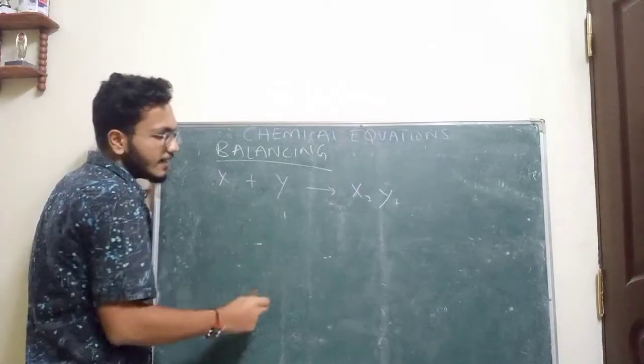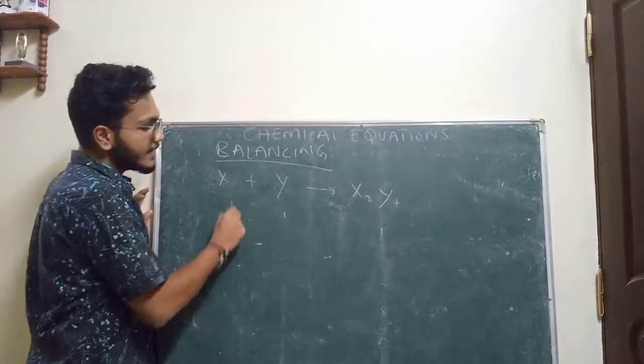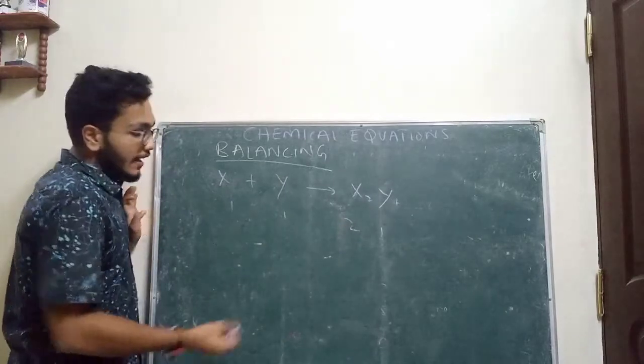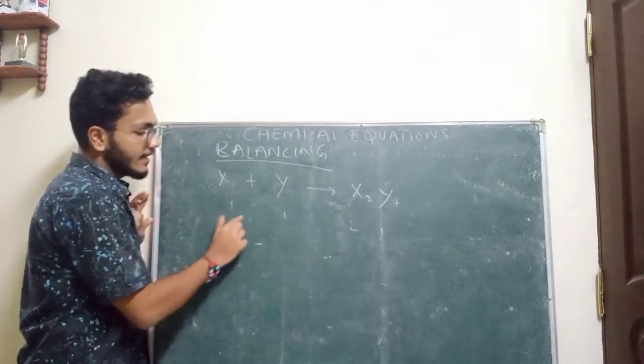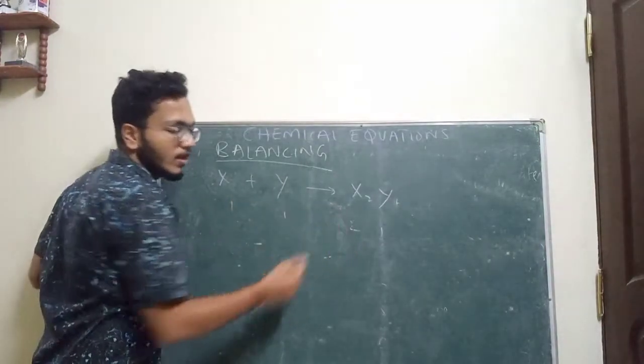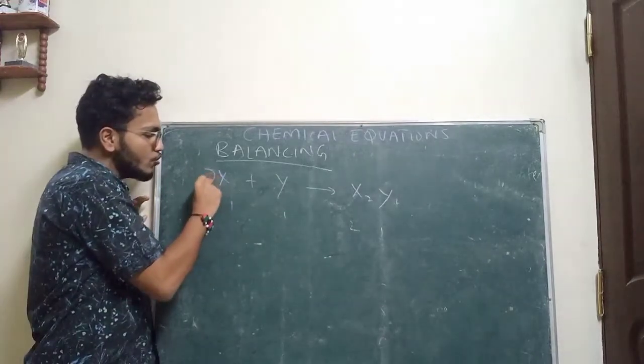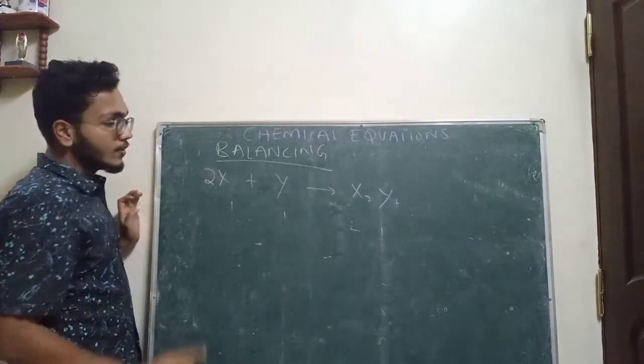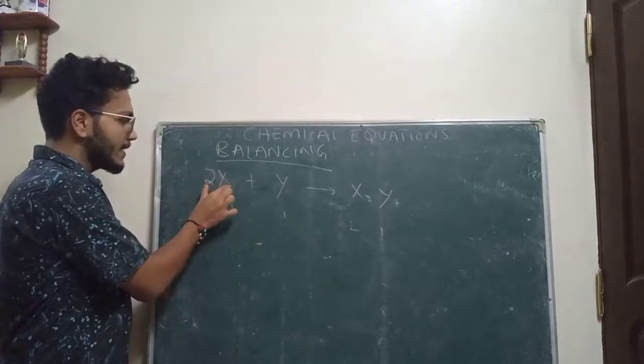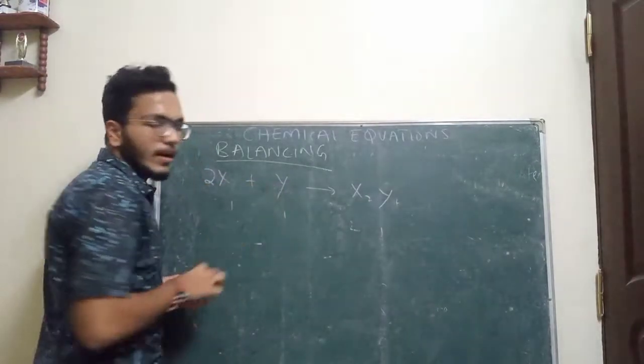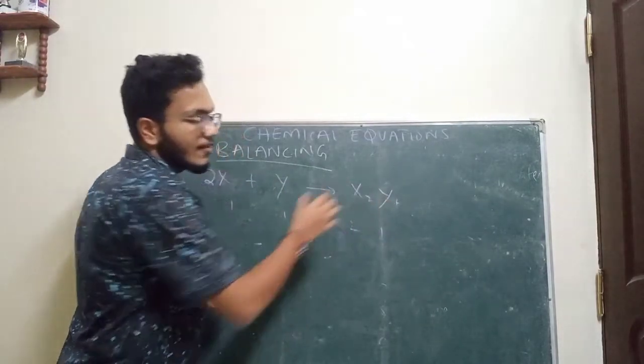You have one y atom, one y atom, one x atom, two x atoms. The x atoms on the left hand side are not equal to those on the right. So what will you do? You will put a 2 in front of the x. So this shows you that 2 atoms of x react with 1 atom of y to form 2 atoms of x and y combined.